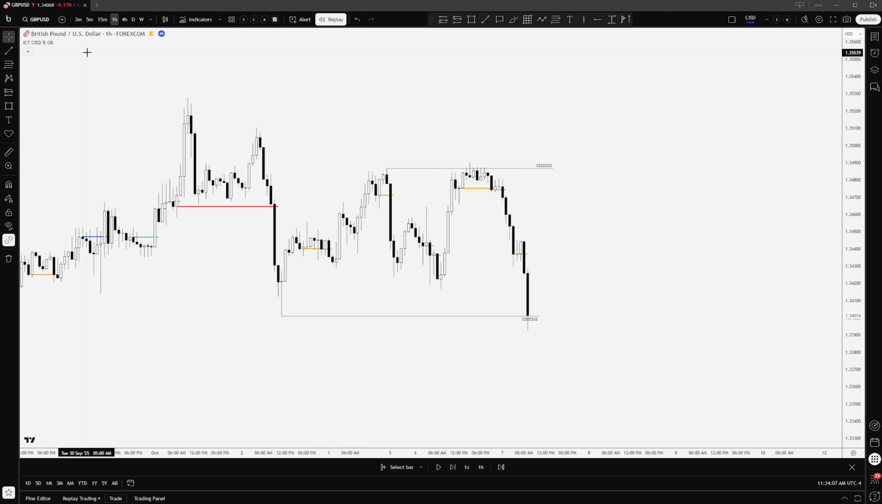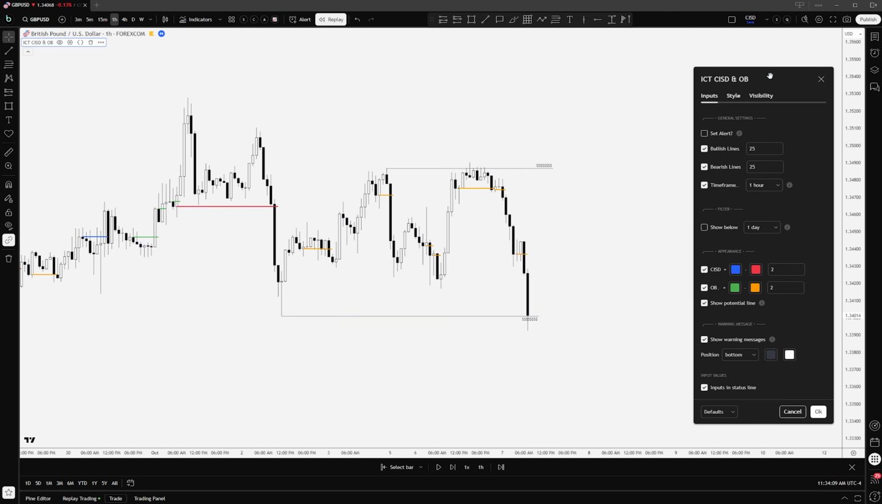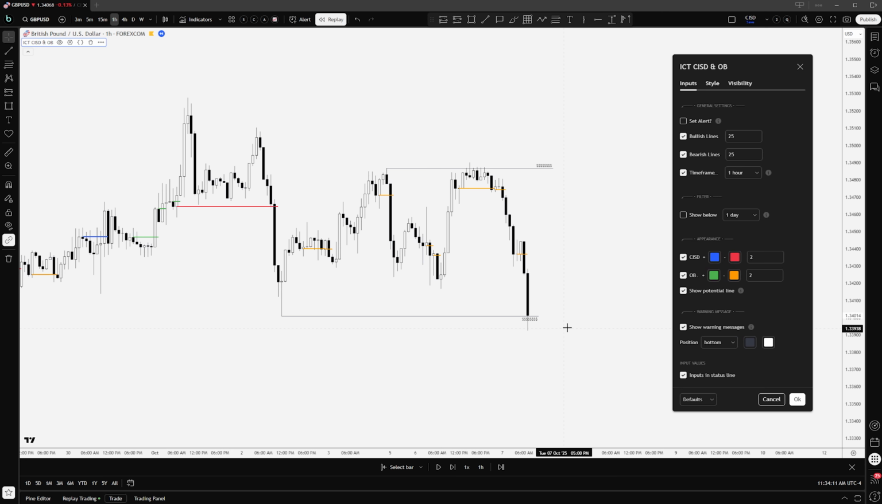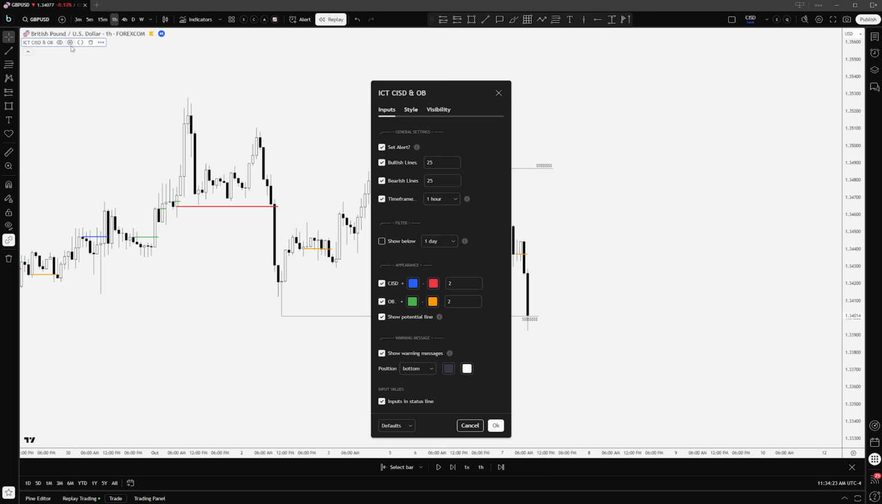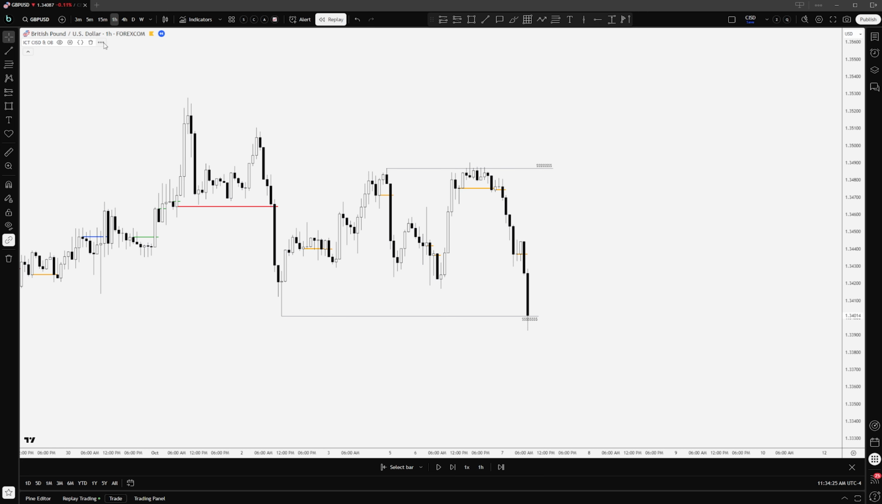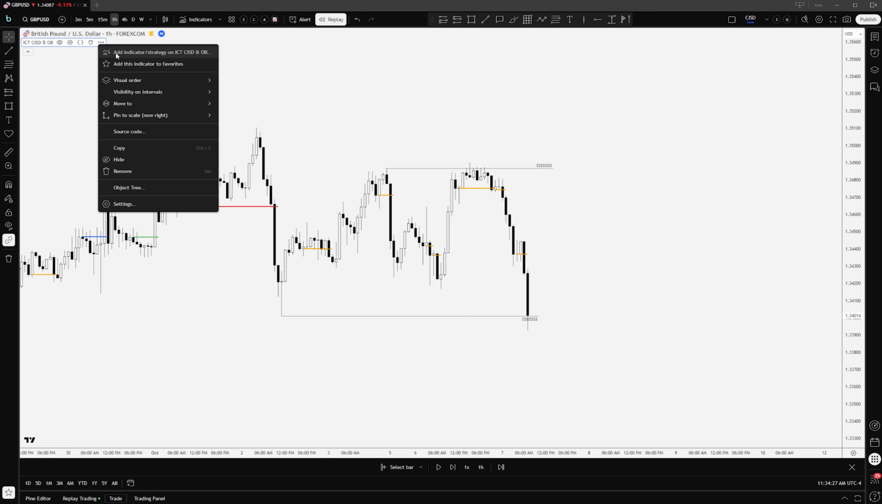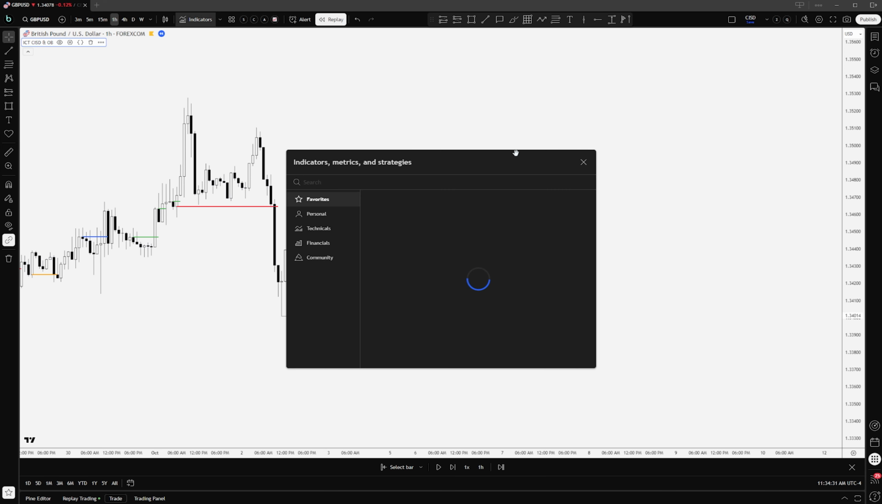First of all, we have the alerts. If you want to be alerted of any bullish or bearish CISD or order block closures, you can just enable this, set alert, and then once you go to this 3 dots on the indicator and then add indicator strategy on ICT CISD and order block.